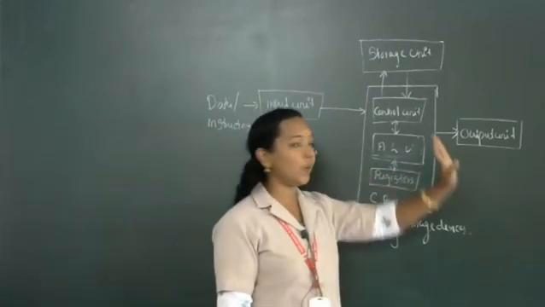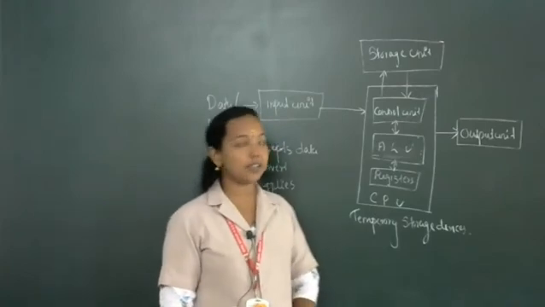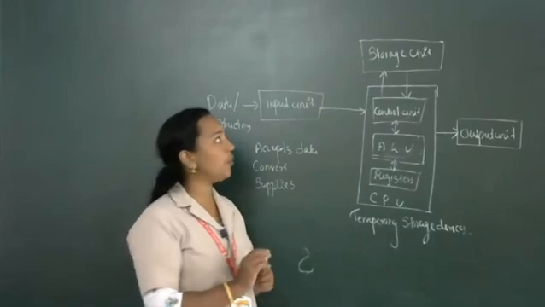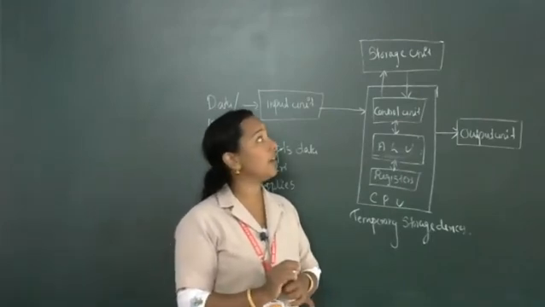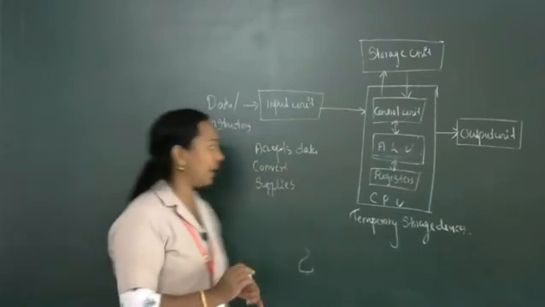And last one is output unit. Okay, output unit means for displaying data. Then before output unit, one more unit is present. What is that one more unit? Storage unit or memory unit.